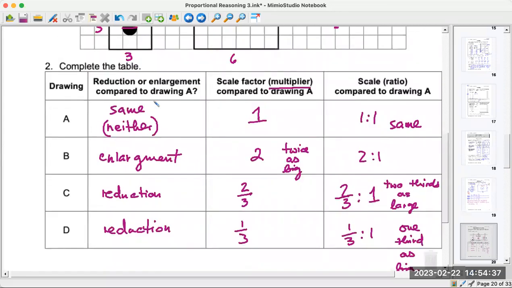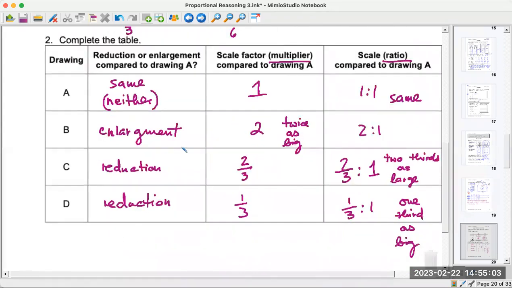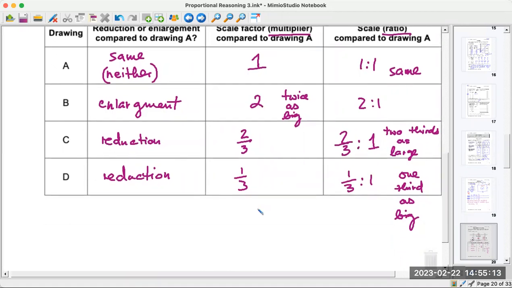Okay, so you're talking about reduction or enlargement, which is pretty easy to see, but by looking at it, the scale factor or multiplier, if it's 1, it stays the same, 1 to 1. If it's twice as big, your scale factor is 2 because you're multiplying every part by 2. And here's your ratio. It's called a ratio. Okay. Reduction, scale factor is 2 over 3. Everything is reduced by 2/3. Okay, 2/3 is large, and this one 1/3 is large.